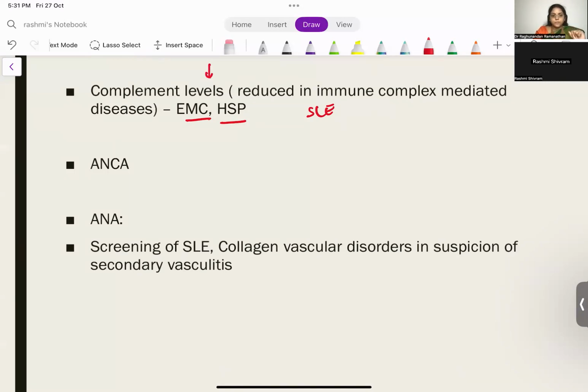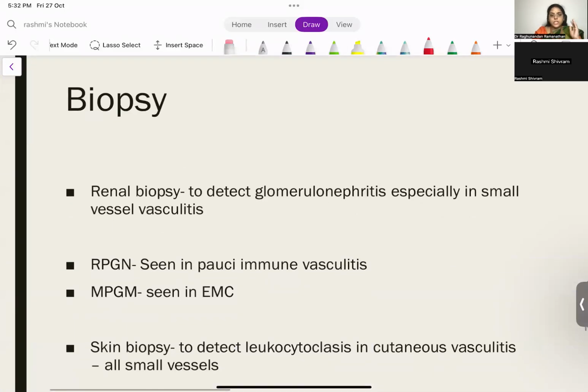Again, ANCA, we know the P ANCA and the C ANCA. I told you C ANCA will be proteinase 3 and P ANCA will be myeloperoxidase. You can measure these levels, you can measure the titers. And ANA I already told you for SLE. Then screening of SLE, collagen vascular disorders to suspect secondary vasculitis. All this you need to get cleared. So moving on to the specific investigation, which is biopsy.